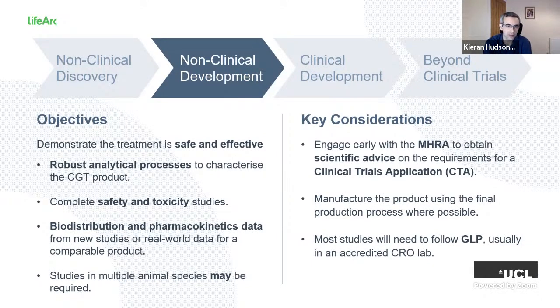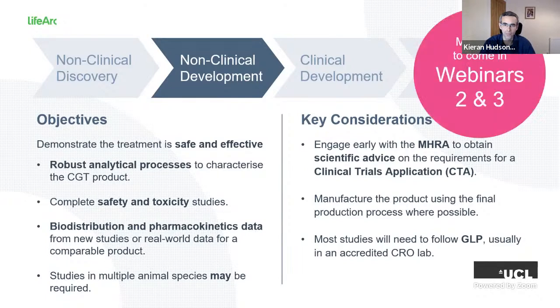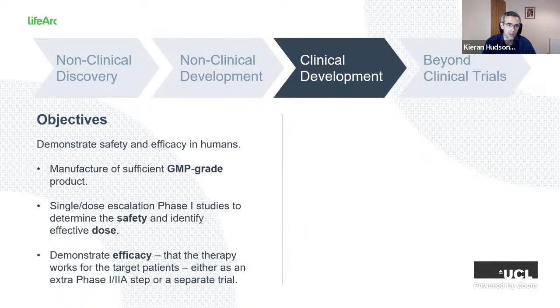And for these non-clinical development studies, they mostly need to follow GLP, good laboratory practice. So that's typically beyond the scope of what universities and academic labs can do. So most often this is done in a fully accredited contract research organization lab. So you need to think about who's going to be doing these studies to this standard and make sure they have all the right processes in place. And this is one of the sections where there's more info going to be coming up in the subsequent webinars.